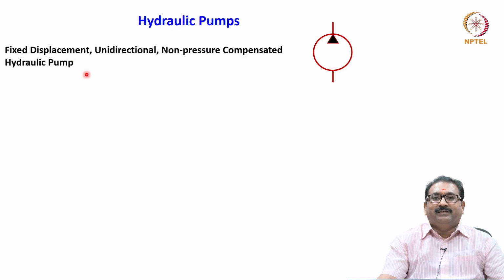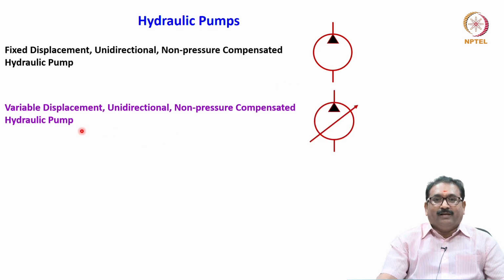This is read as fixed displacement, unidirectional, non-pressure compensated hydraulic pump. To read this completely, see the direction of the filled triangle and how it is connected. Then if you want to represent a variable displacement, unidirectional, non-pressure compensated hydraulic pump, what I did here is pass one arrow over the circle. Same as this, only here the variability in the pump is represented using this arrow.